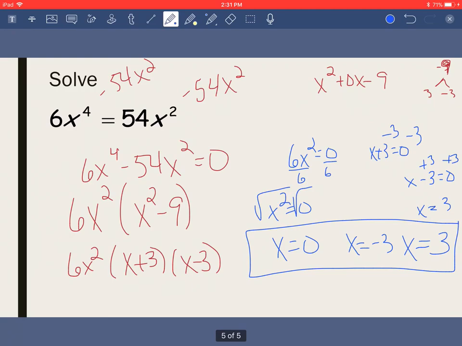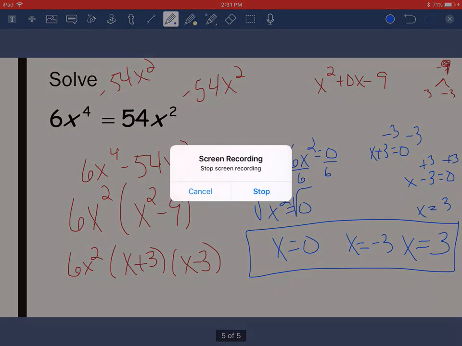And that is it for solving quadratics by factoring. I'm sorry, not quadratics. That is it for solving polynomials by factoring.